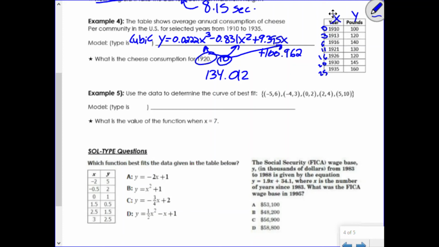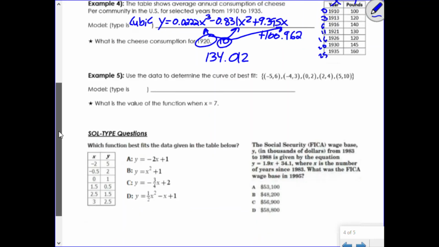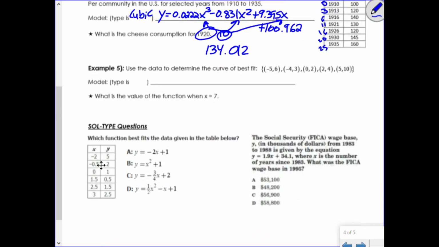Hopefully that was enough time for you guys to try it yourself. So that, again, you can expect to see those kinds of analysis questions after any type of line of best fit or curve of best fit regression. So our last one here before we move on to these questions that are more like SOL type questions, we have example 5. The only difference here, they've switched up the directions and how they presented the information. So we're going to use the data to determine the curve of best fit. So just be aware that you have to use all of the first numbers here as your x's, and then the second numbers are your y's.